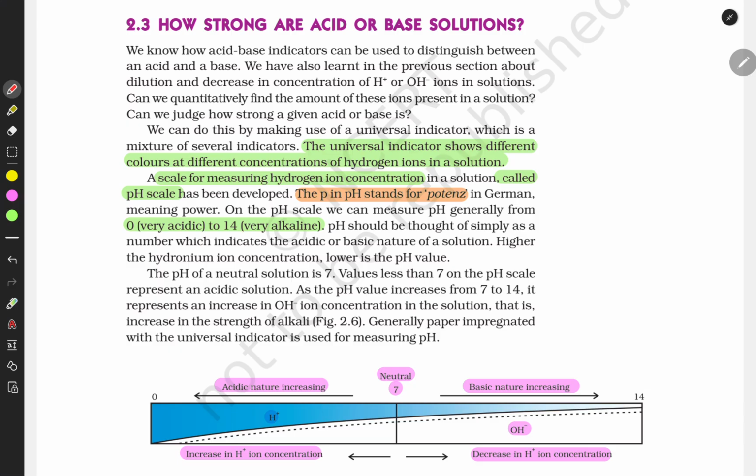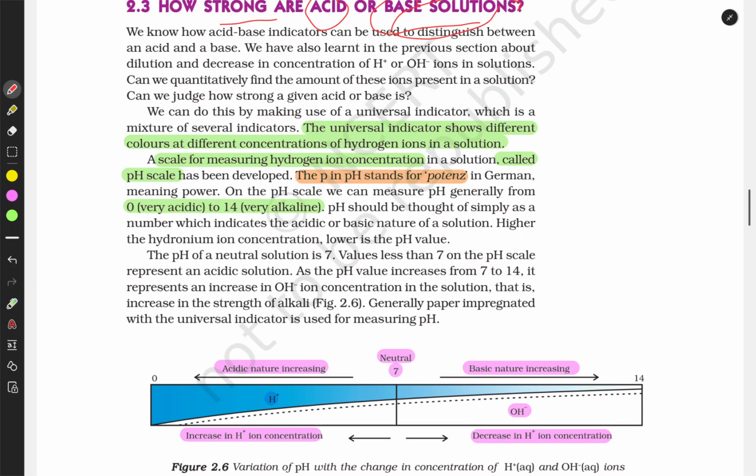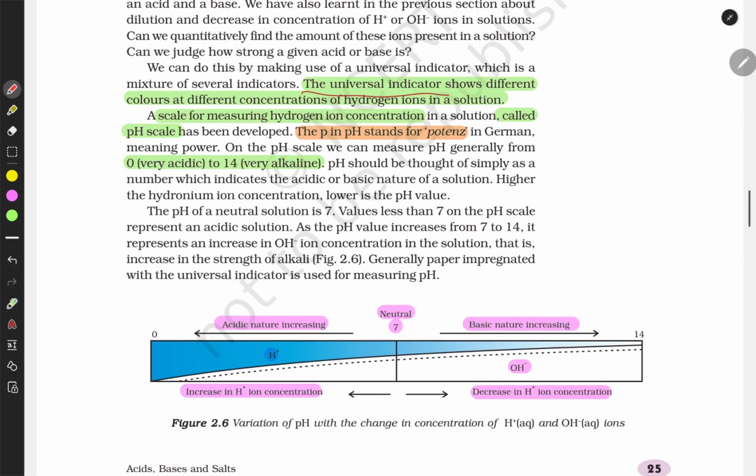Now let us learn how strong acid and base solutions are. How do we know how strong or how weak an acid is? And the same in the case of bases. The universal indicator shows different colors for different concentrations of hydrogen ion in the solution. At the start of the chapter, we discussed some indicators like litmus, turmeric and lichens. Litmus is formed from lichens. They show different colors on the basis of the different concentration of hydrogen ion.